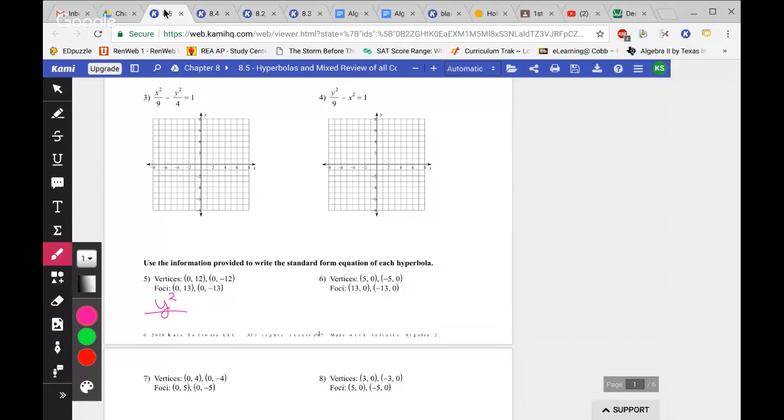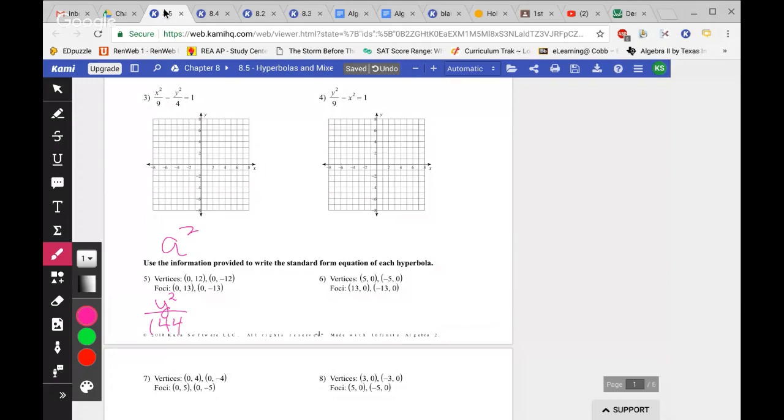Fortunately, like Miss Stone and I said, all of the conic sections we're going to be dealing with this year are going to have a center of (0, 0). So you're not going to have to worry about the y minus k part here. You're just going to put y squared because we know (0, 0) is the center. Then you'll take the vertex value, which is 12, and square it because that's going to be your a squared. So that's going to be 144.